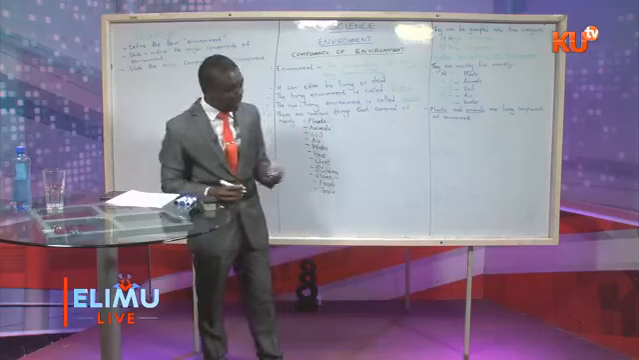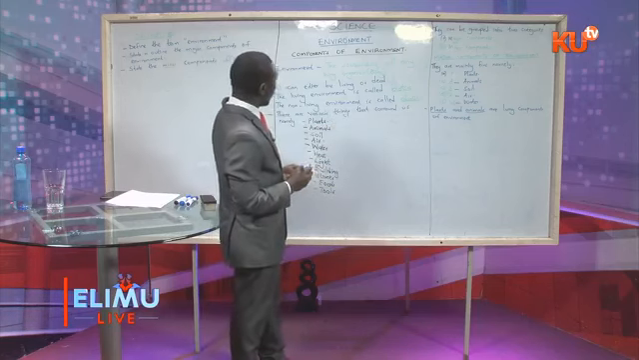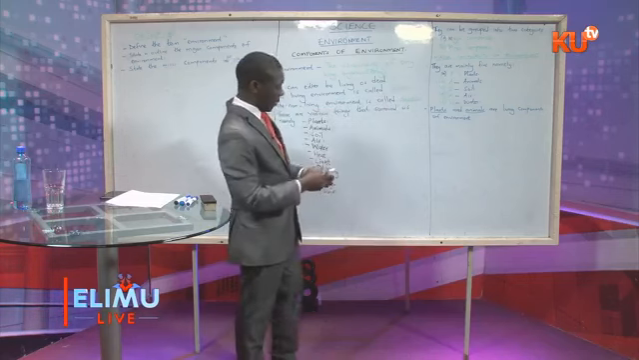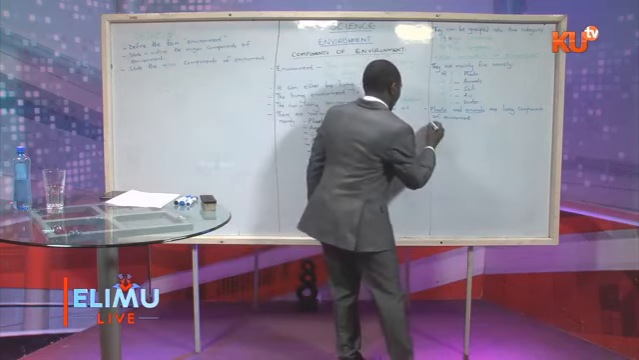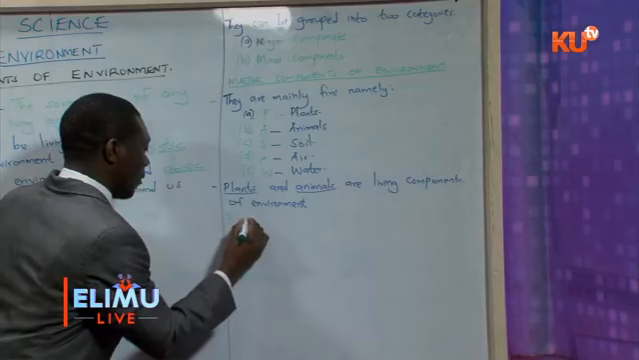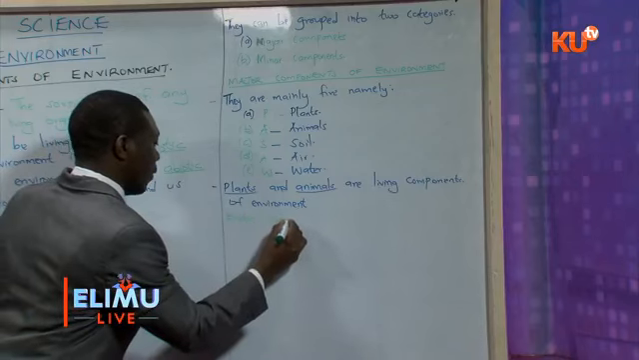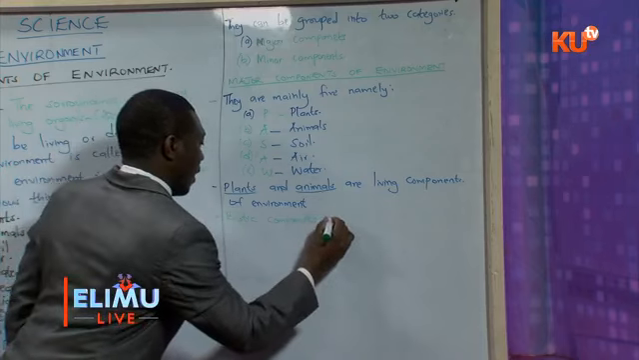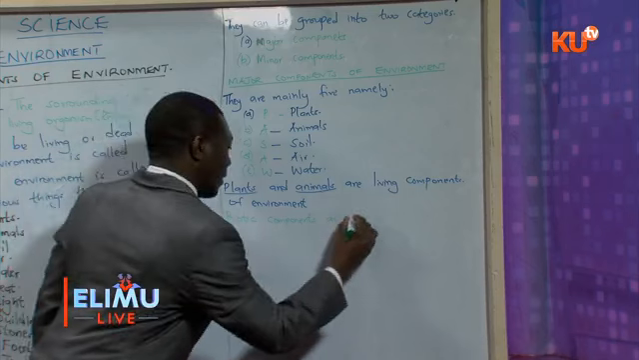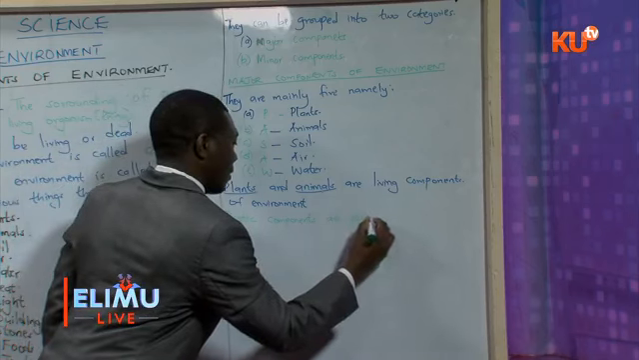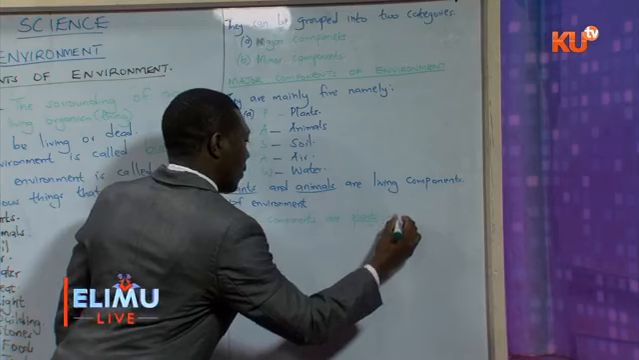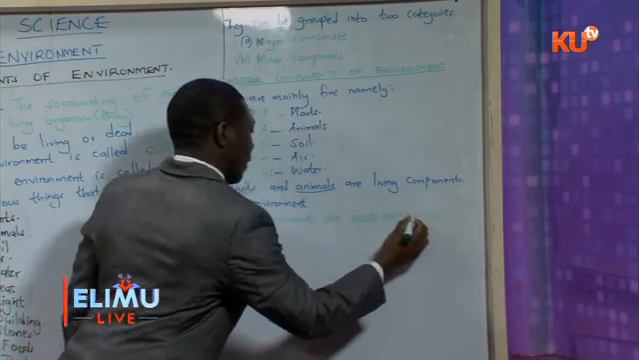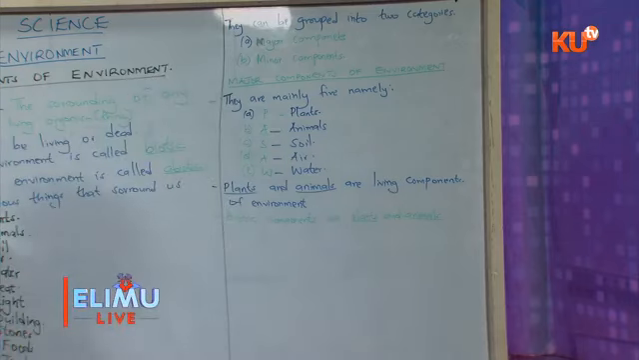These living things, the living components of environment, we group as biotic. So in other words, we can say the biotic components of environment are plants and animals. Remember I said bio means life. So it is only animals and plants that have got life. And we know animals we have a lot.